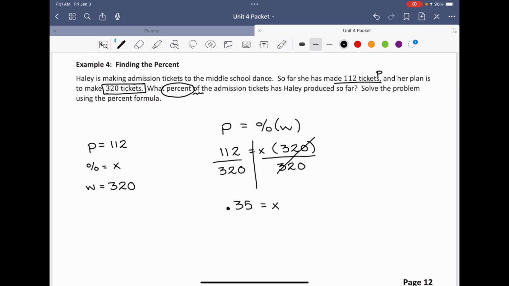Now, because we are finding the percent, that means we have 2 steps here. We're going to get our answer, but this is not a percent, so I have to change this by multiplying by 100. So this is actually an answer of 35%.